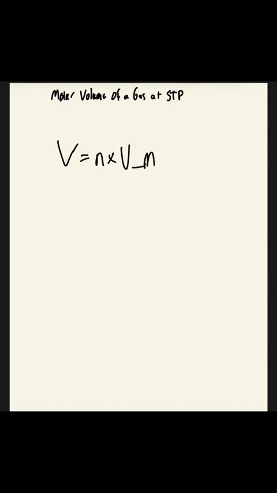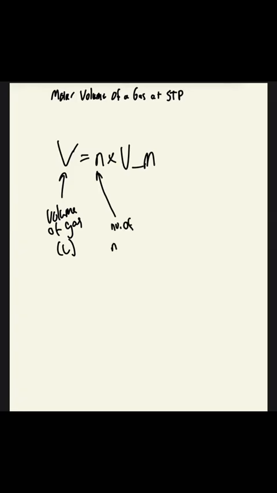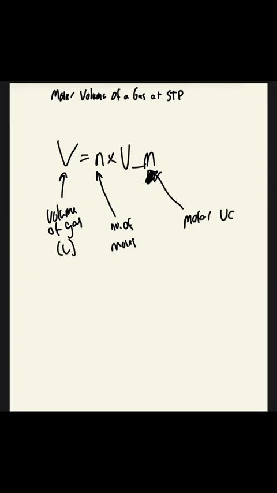Okay, so V is the volume of the gas, and that is usually in liters, and n is the number of moles. And then we have Vm, which we already talked about, which is the molar volume. You could be asked to rearrange this equation to find any one of these three things. Now, the relationship is linear, meaning if the number of moles doubles, the volume doubles at a constant temperature and pressure.